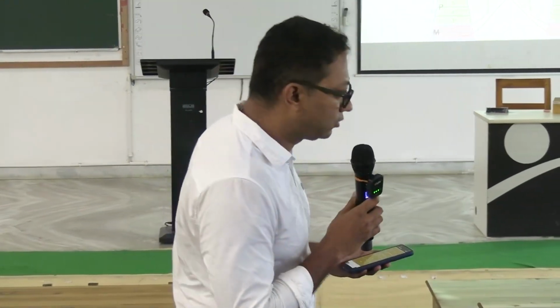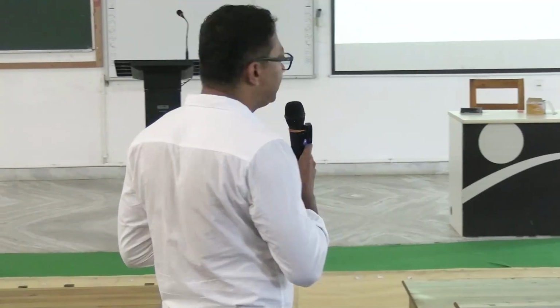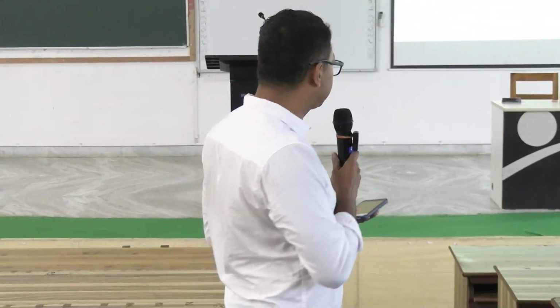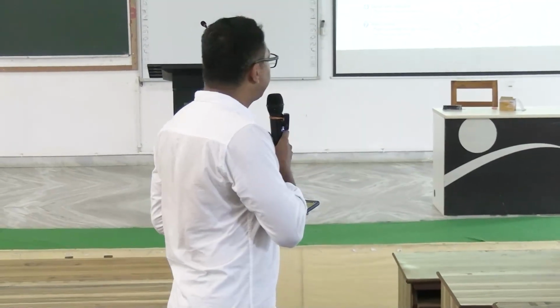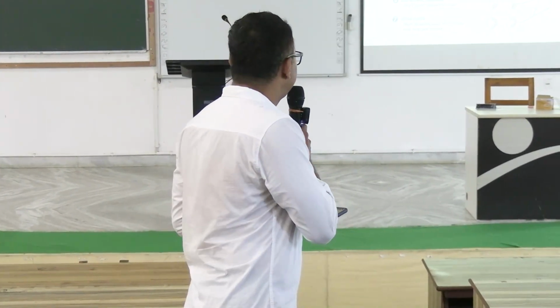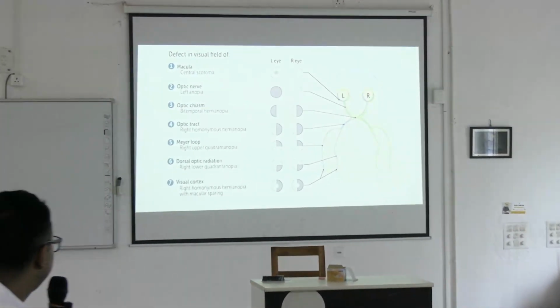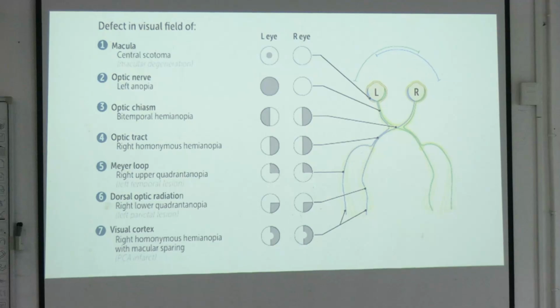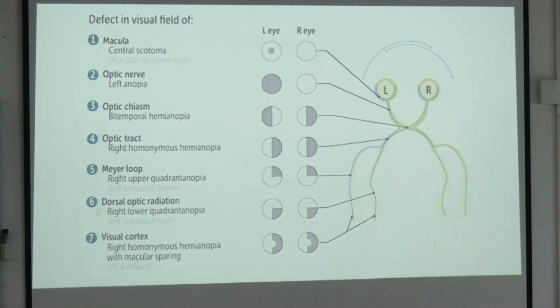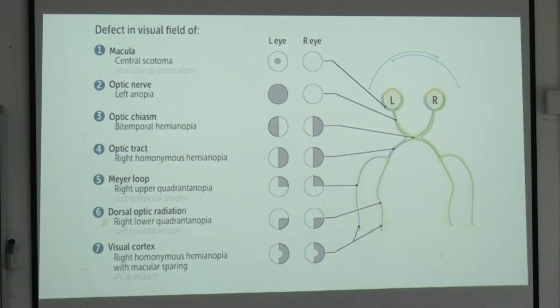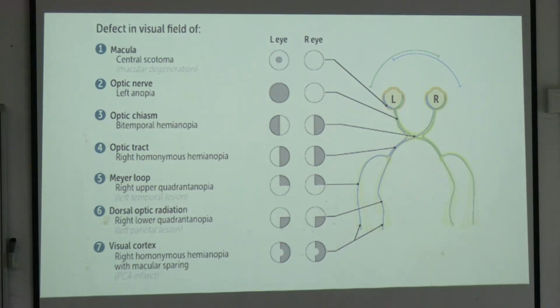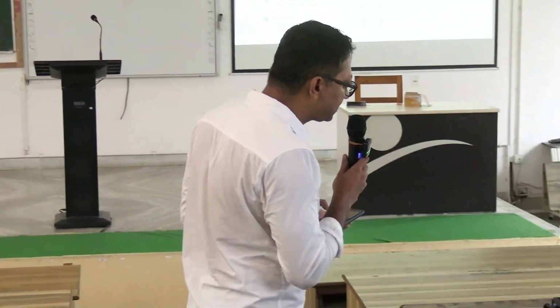Now next, the visual field defects, which are the most important clinical things from these slides. A lesion in the macula will cause central vision loss. A lesion in the optic nerve will cause monocular blindness. A lesion in the optic chiasma will cause bitemporal hemianopia. A lesion in the left optic tract will cause right homonymous hemianopia. In case of a lesion in Meyer's loop, the patient will have a pie in the sky type of scotoma.